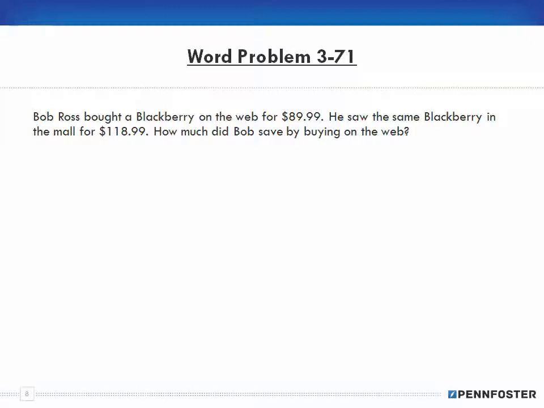3-71. Bob Ross bought a BlackBerry on the web for $89.95. He saw the same BlackBerry in the mall for $118.99. So in the back of my head, immediately I'm thinking about the difference between these two, because I'm going to go and buy for this much. And so I'm thinking that's how much I'm going to save is the difference between the two. And that's what the question asks. How much did Bob save by buying on the web?